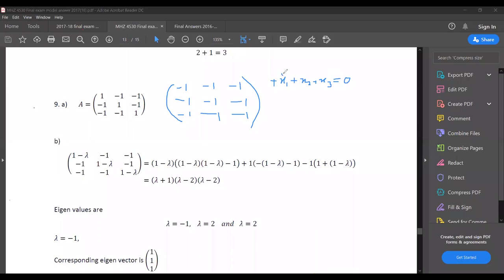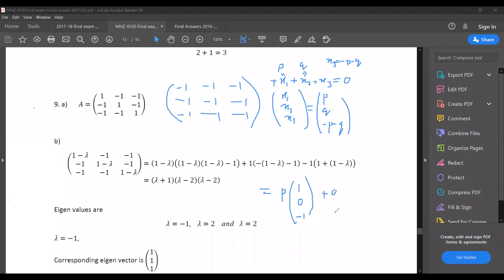So I am assuming x1 as p and x2 as q. Then x3 is minus p minus q. So the solution for x1, x2, x3 is p, q, and minus p minus q. I am going to break this down in this format: this is equal to p times (1, 0, minus 1) plus q times (0, 1, minus 1).